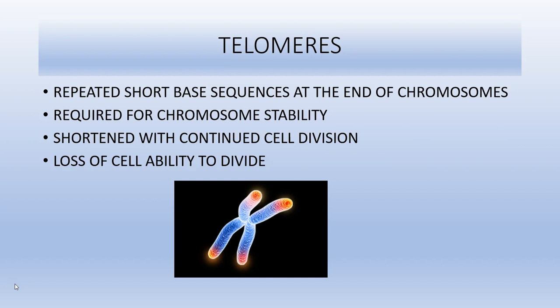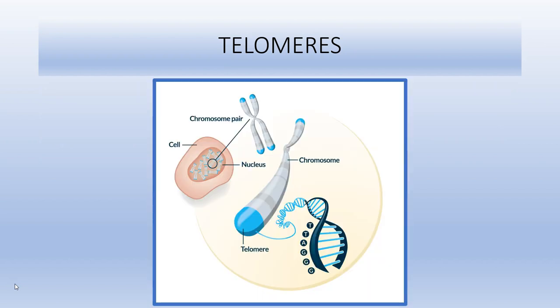As with most organs over time, we have reduced telomere length. For those of you that don't recall, these telomeres are repeating fixed sequences of bases such as adenine, guanine, cytosine, thymine at the end of chromosomes that are required for chromosome stability. Over the years, with repeated cell division, the telomeres become shortened. Eventually, they lose their ability to provide chromosome stability, and this results in a loss of the cell's ability to reproduce.